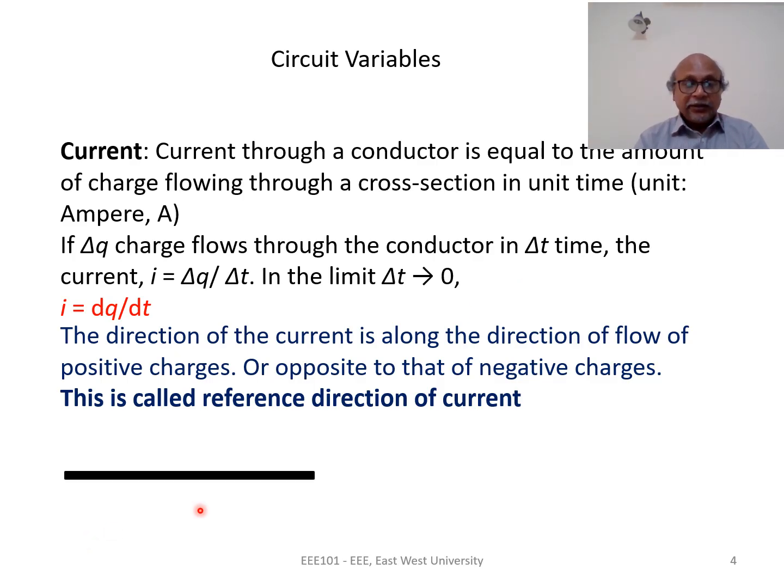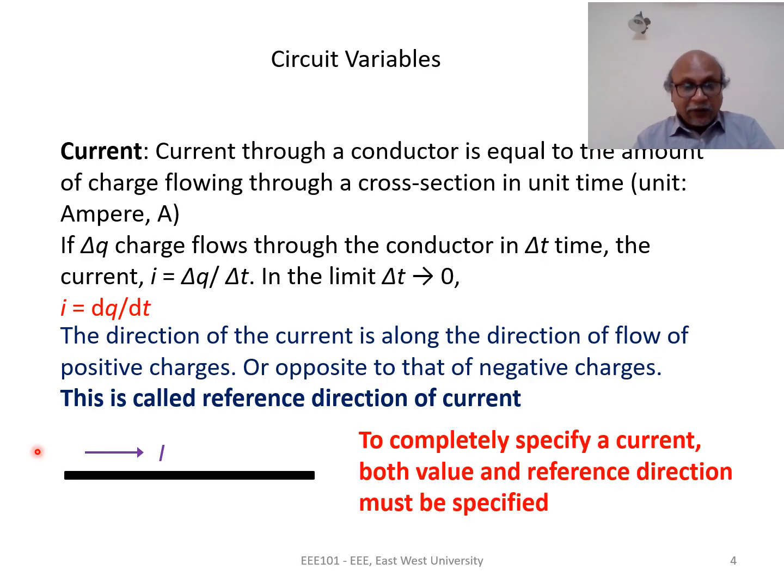Let's look at a conductor. A current I is flowing through this conductor. So this I is the value and the reference direction is from left to right, represented by the arrow. So to completely specify a current, we have to mention both the value I and the reference direction indicated by the arrow. Now, instead of choosing the reference direction from left to right, we could also choose the reference direction from right to left and call the current I prime.